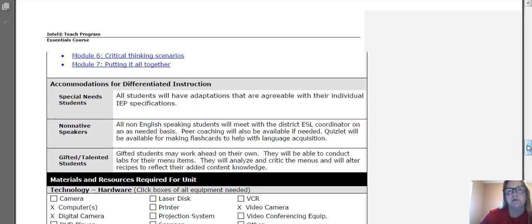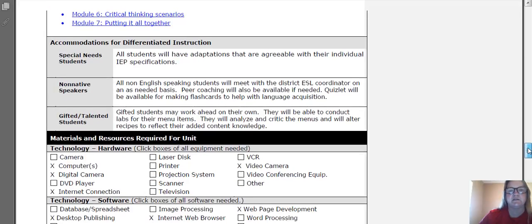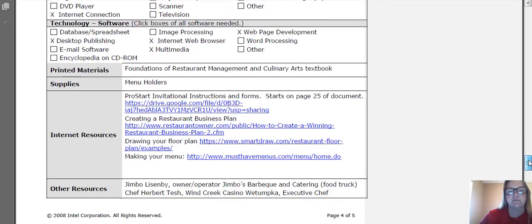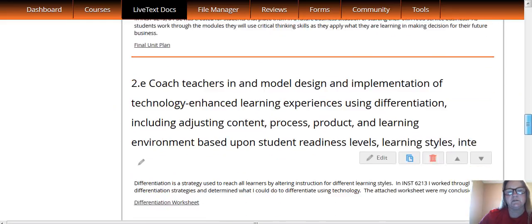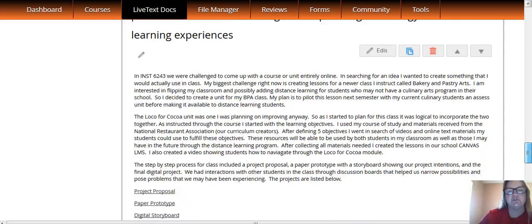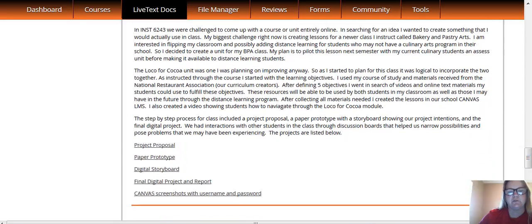One group gets to go to the state competition. We have a local competition with judges, and then the winner of that goes on to the state competition. So that is a lot of fun. We did that one. We also did one for 6243. I'll go ahead and show you that one right now.